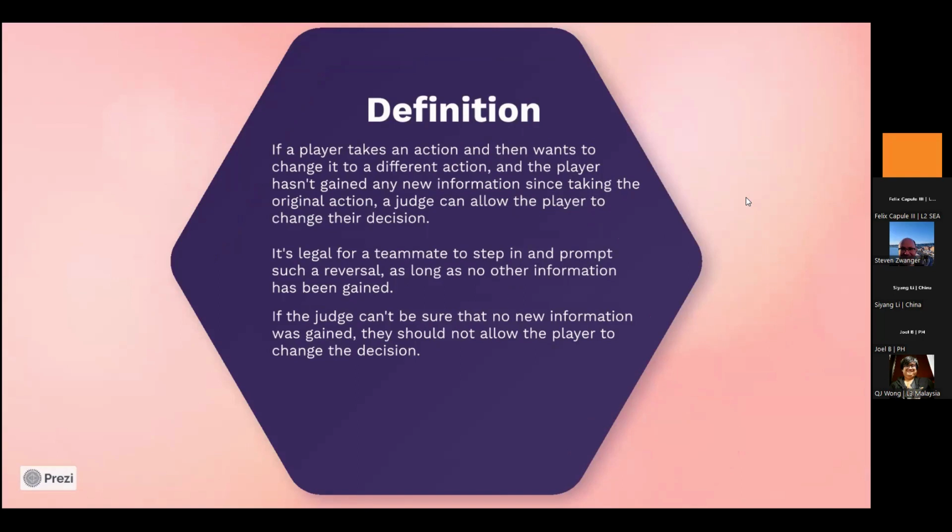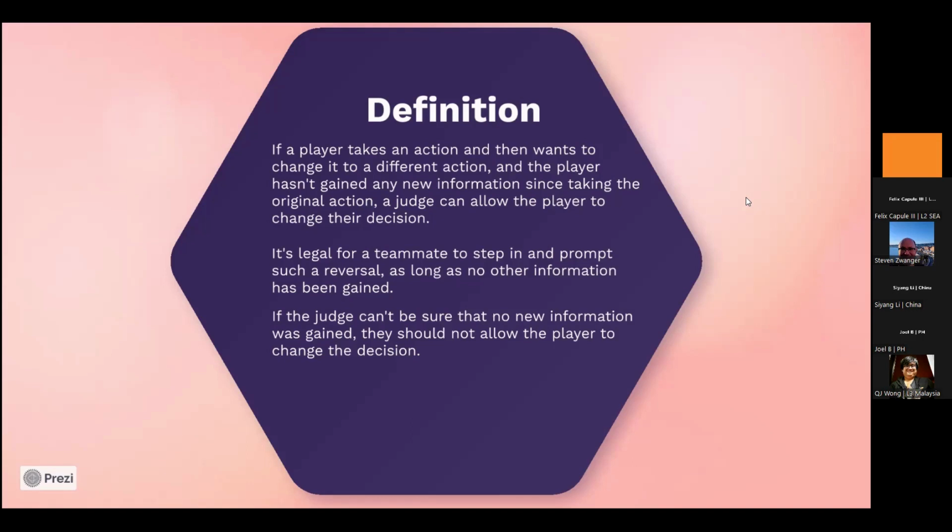If you're not sure as a judge whether they gained new information, you should err on the side of caution and not allow the player to change the decision. But really, only if you're genuinely not sure. If you believe the player has not gained new information, you should allow them to change the decision.